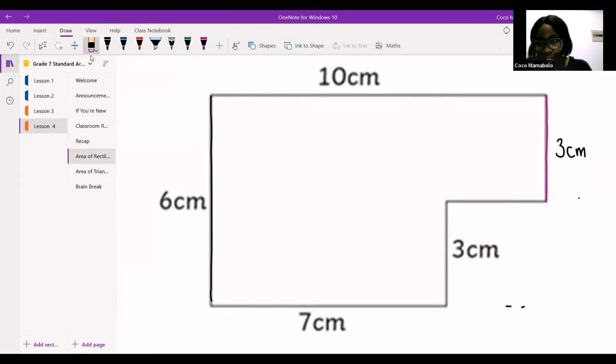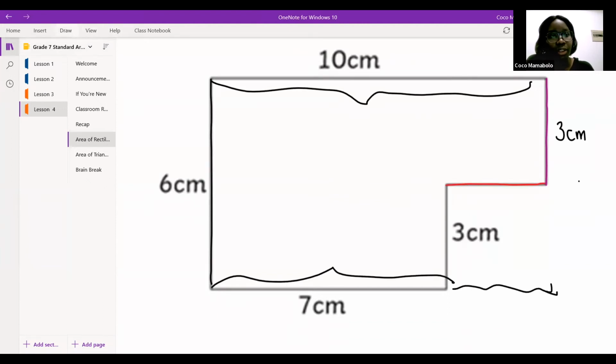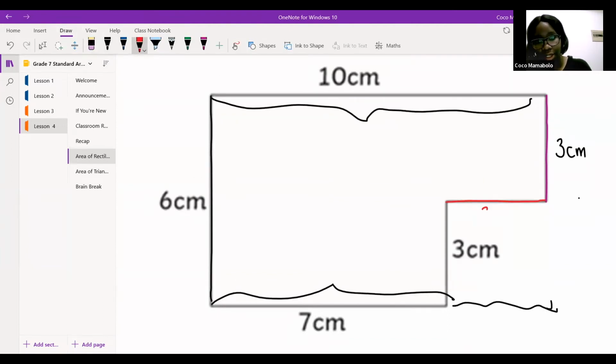But this side over here is 10 centimeters long. And over here, they've given me 7 centimeters. How much is missing over here? 3 centimeters. Excellent, 3 centimeters. That means that this tiny section over here is going to be 3 centimeters.